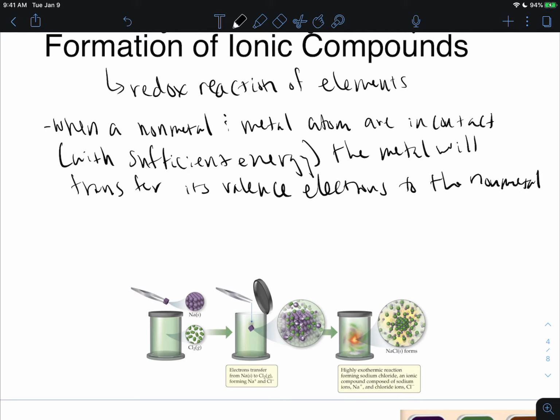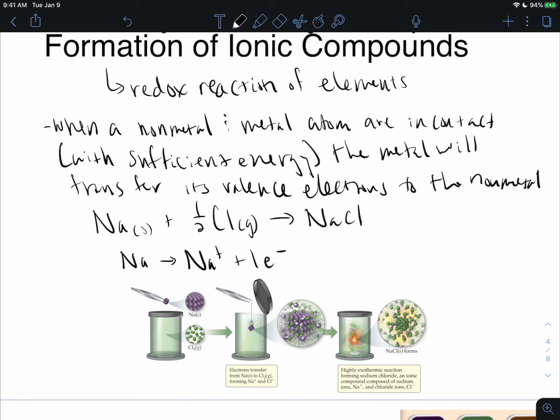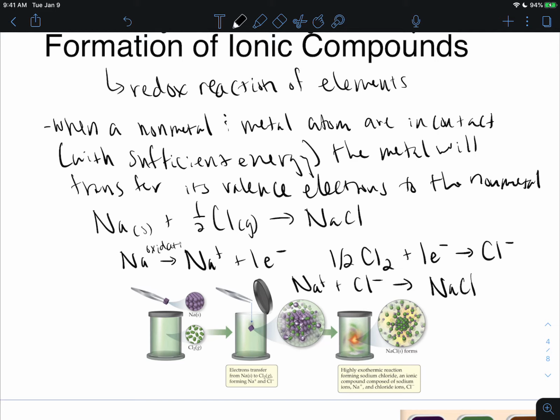So if we think about sodium plus chlorine going to sodium chloride, we can look at this as a redox reaction where we have sodium going to a sodium ion plus an electron, and then our chlorine adding an electron going to a chloride ion, and then the sodium ion plus the chloride ion forming our sodium chloride. So we have our oxidation half of our reaction and our reduction half of our reaction.